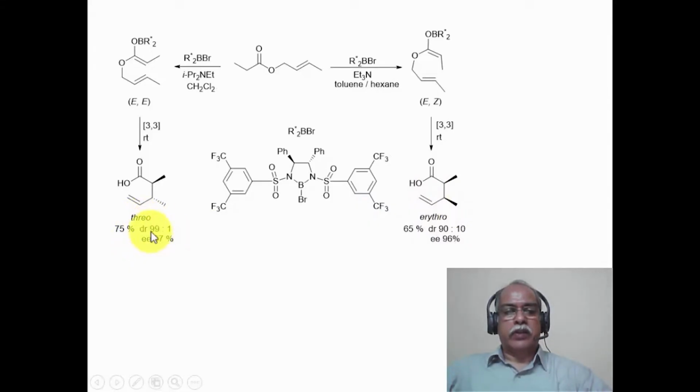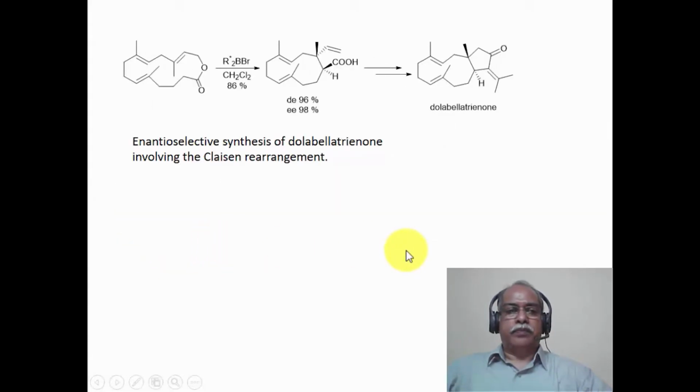The threo-erythro ratio is 99:1, and after we get rid of the boron enolate to the corresponding gamma delta unsaturated carboxylic acid, that carboxylic acid is produced in about 97% enantioselective manner. The major isomer, which is the threo isomer, is formed in 97% enantiopure form of the isomer.